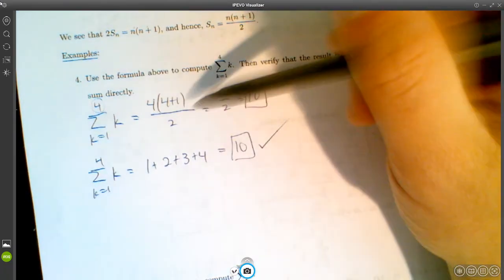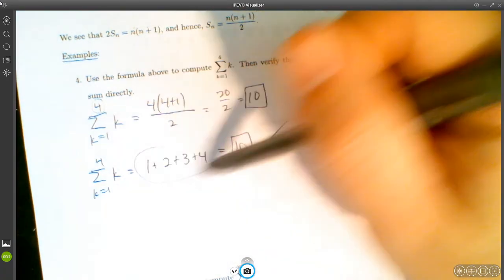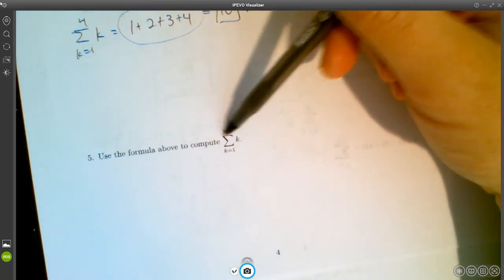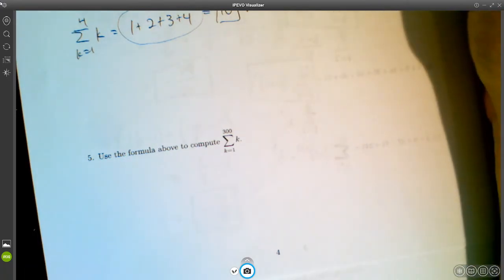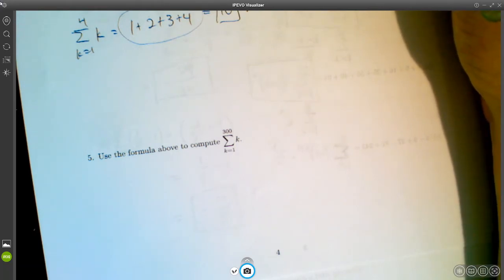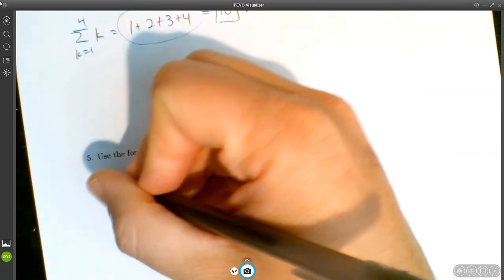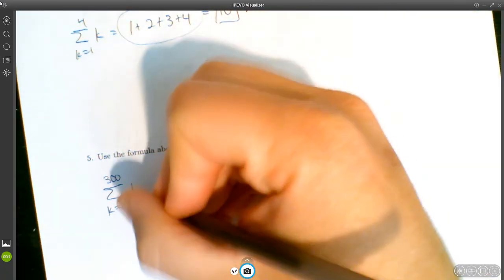You may think, well, but what good is that formula if we could just do this and that's a lot easier? Well, imagine that you didn't want to just add up 4 numbers. Imagine that you wanted to add up the first 300 numbers. So imagine doing 1 plus 2 plus 3 plus 4 plus 5 plus 6 plus 7 plus 8, all the way up to 300. That would take you a long time just to punch it into your calculator. Even if you had a calculator to do the work for you, it would take a long time. Fortunately, we have this shortcut.